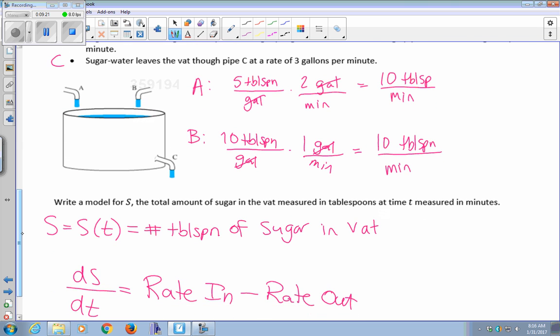All right, and then let's think about what's happening when the sugar water is leaving pipe C. It leaves at a rate of 3 gallons per minute. So the gallons per minute is always what we multiply over here. So this is 3 gallons per minute. But over here is tablespoons per gallon, right? I need to know how many tablespoons per gallon are flowing out. How many tablespoons of sugar? So how many gallons total are in the tank? 100, that's given. So out of 100 gallons, how many tablespoons of sugar are in the tank at any given moment?